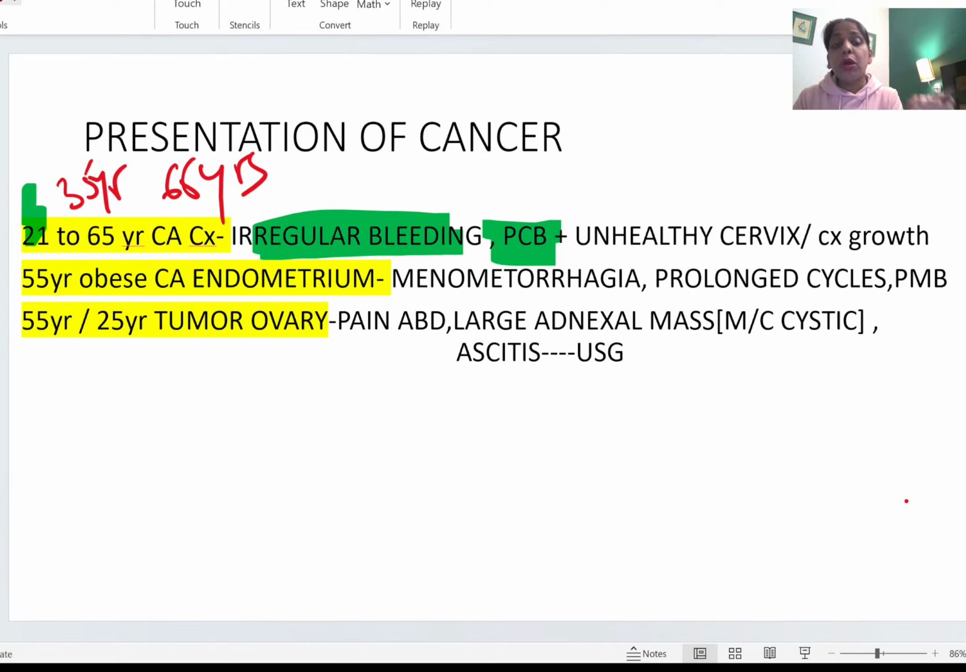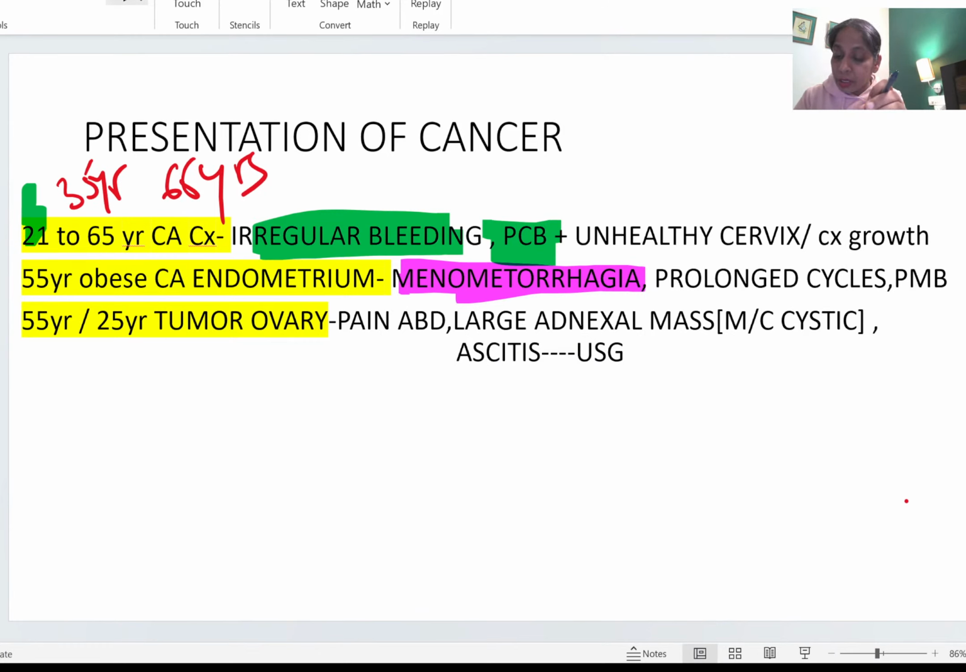So how will the patient of CA endometrium present to us? CA endometrium is the overgrowth of endometrium, over proliferation of the endometrium. So the patient will present with menometrorrhagia. A lot of bleeding. Bleeding cycles will be 6 days, 8 days, like this. Menometrorrhagia. What is menometrorrhagia?